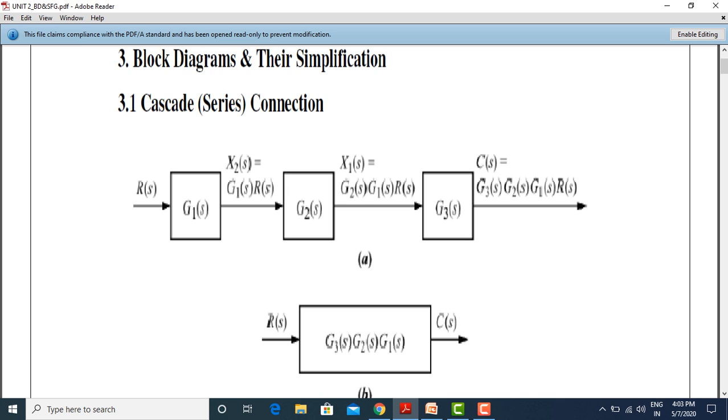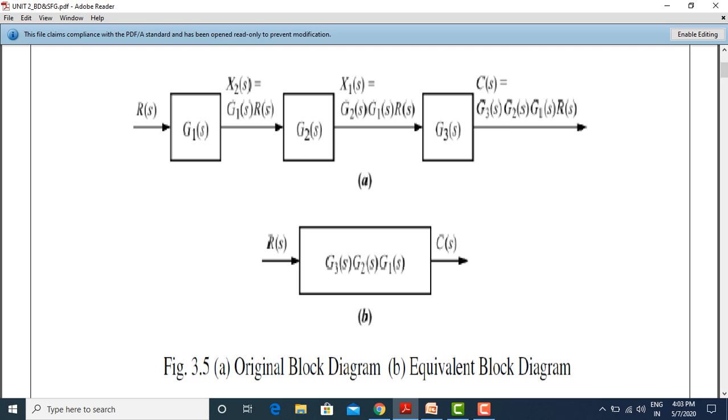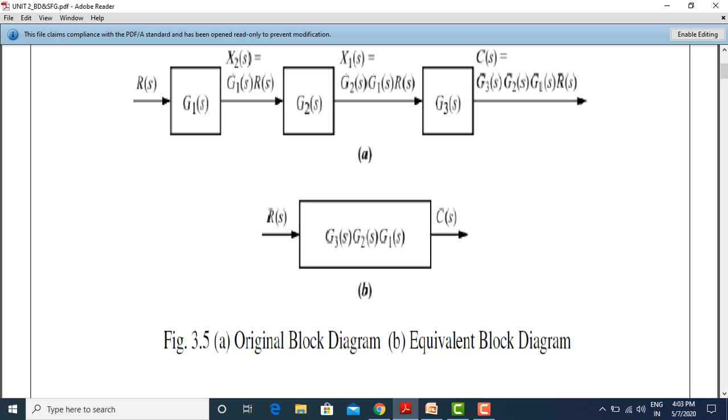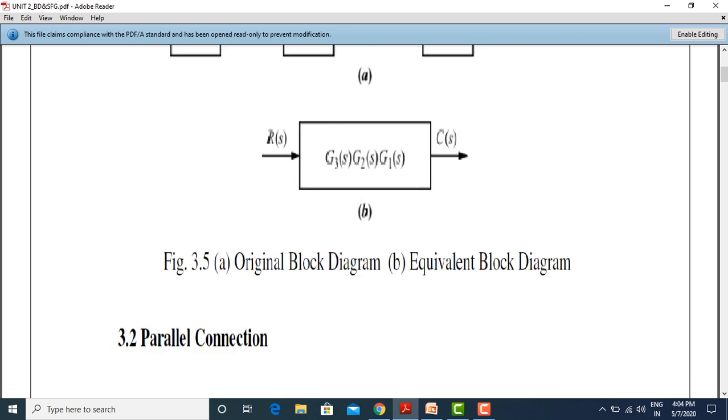Now this is the general diagram of cascade connection. So what will be the equivalent block diagram? Just R of S, input as it is, output as it is, and we multiply the block gains G1, G2 and G3. That will be the simplification of cascade connection.